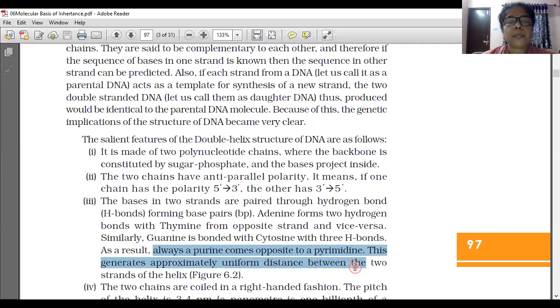This generates approximately uniform distance between the two strands of the helix. If one side has a pyrimidine, the other side will have a purine. So approximately the uniform distance between the two strands of the helix is maintained.